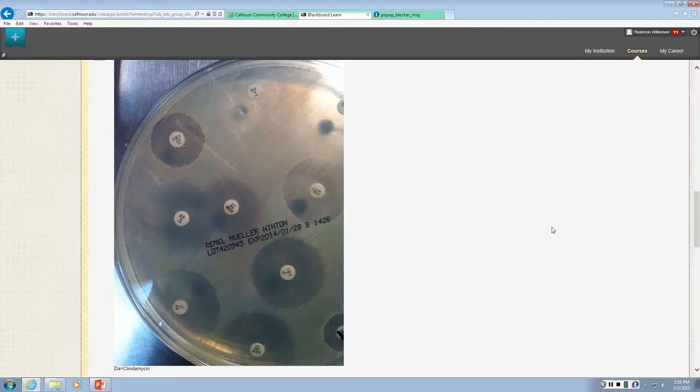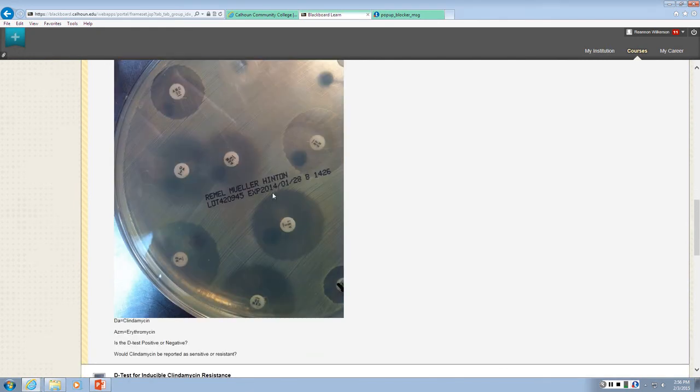Here's an example of a D test. Is it negative? Is it positive? What are we looking for in the D test? AZM is basically your erythromycin, and DA is your clindamycin. So we're looking for a flattened zone between the clindamycin and the erythromycin. I don't see a flattened zone. This kind of comes to a nice rounded point here. So I would call that negative.